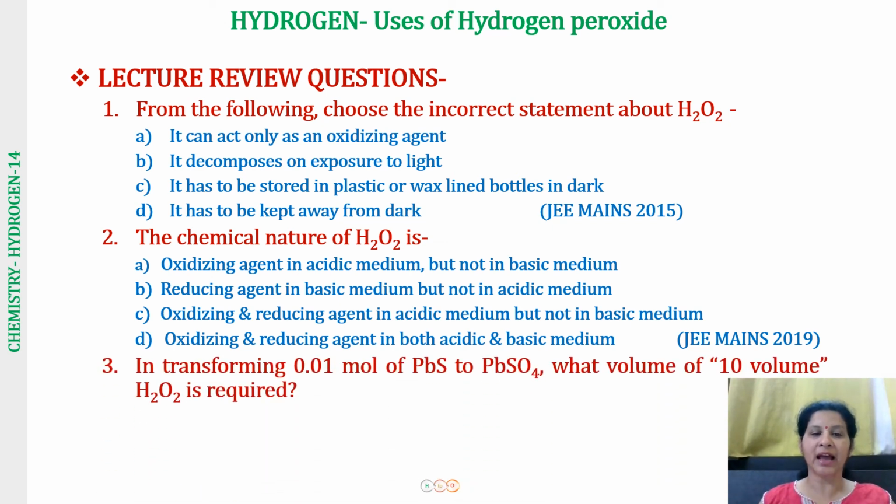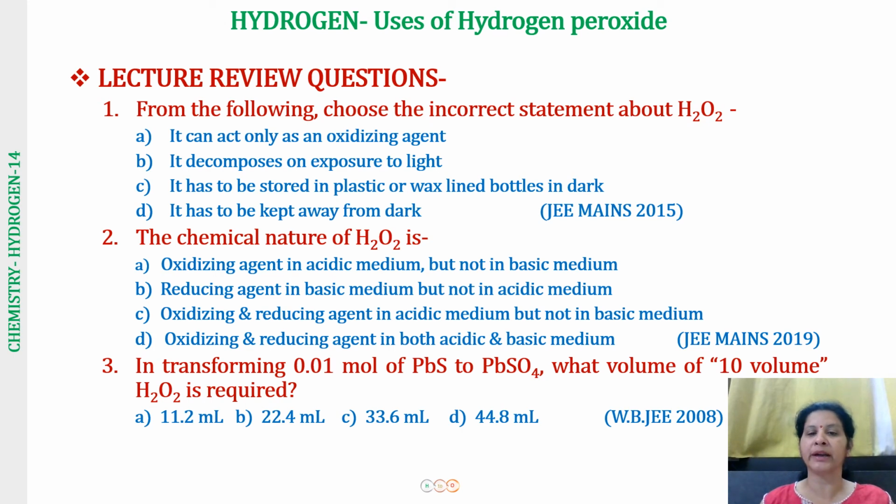The next is, in transforming 0.01 mole of lead sulfide to lead sulfate, what volume of 10 volume hydrogen peroxide is required? And the choices are 11.2 ml, 22.4, 33.6 and 44.8 ml. A question asked in the West Bengal engineering entrance examination.